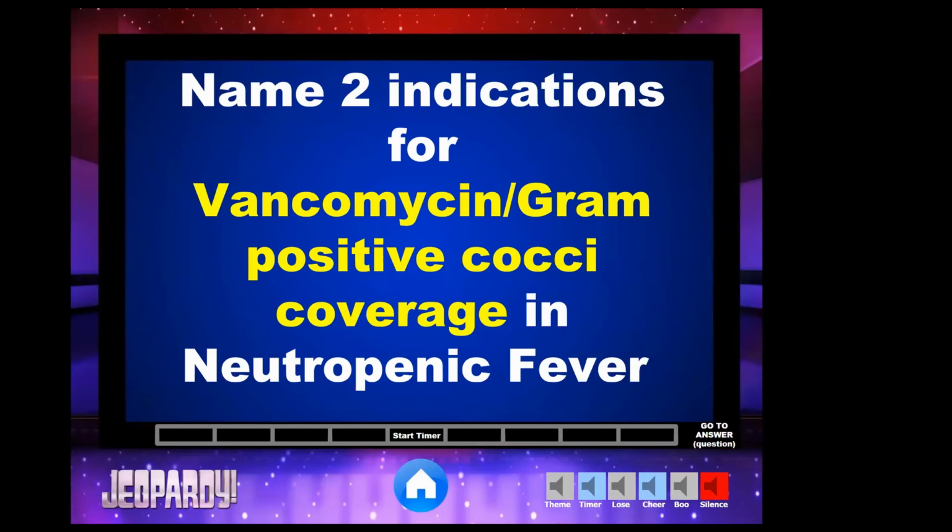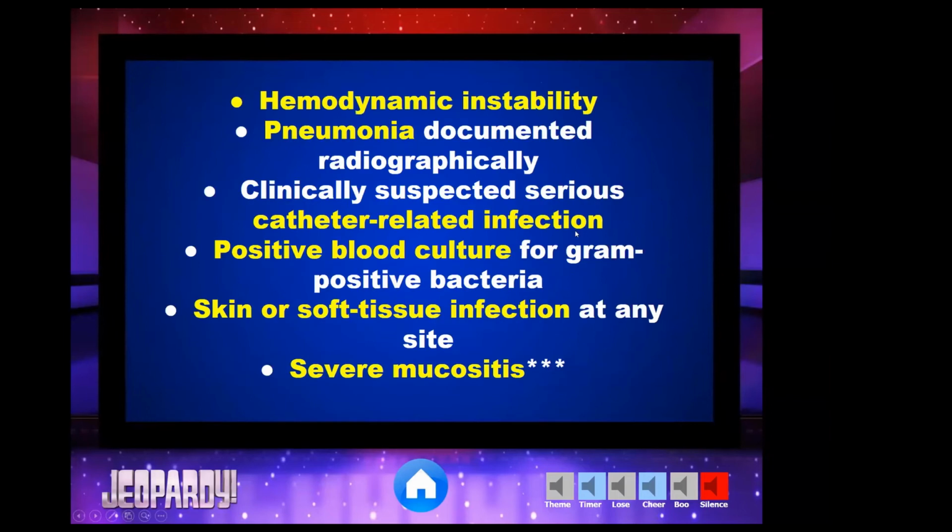All right. Do we have an answer? Any 2. So we have an indwelling line and a severe infection with hemodynamic instability. All right. Those are 2 correct answers. So other answers are, if you have a radiographically documented pneumonia, as we talked about lines, then positive blood cultures for gram-positive bacteria. If it's a skin and soft tissue infection, you need to cover for staph, and then severe mucositis as well. So good answer, team 3.